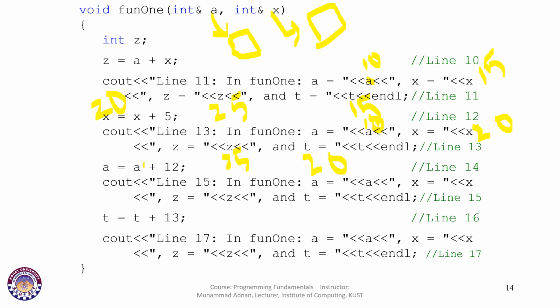Then we add 12 to the value of a. a had the value of 10, so 10 plus 12 is 22. If we print it, here we will get 22, and x will have the value of 20, z will have the value of 25, and t will have the value of 20.